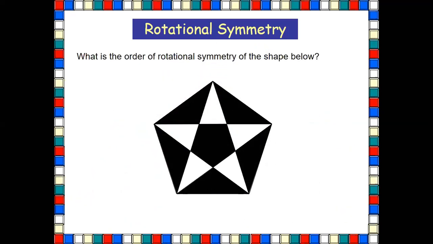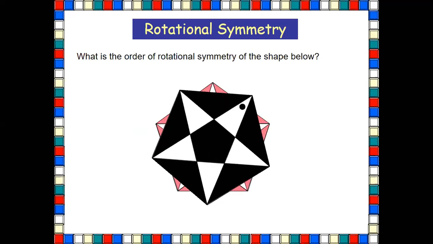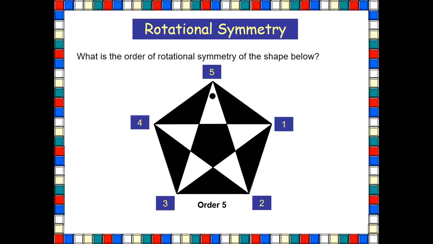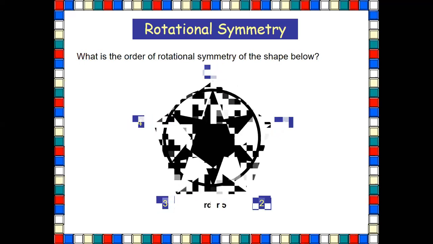So these are more samples. When you look at this other shape here, it is a pentagon and it has some shapes inside it. All the shapes must regain their look. So we have kept a dot to show the starting point, and then we keep rotating. Order one, and so on. This one has five orders of rotation.